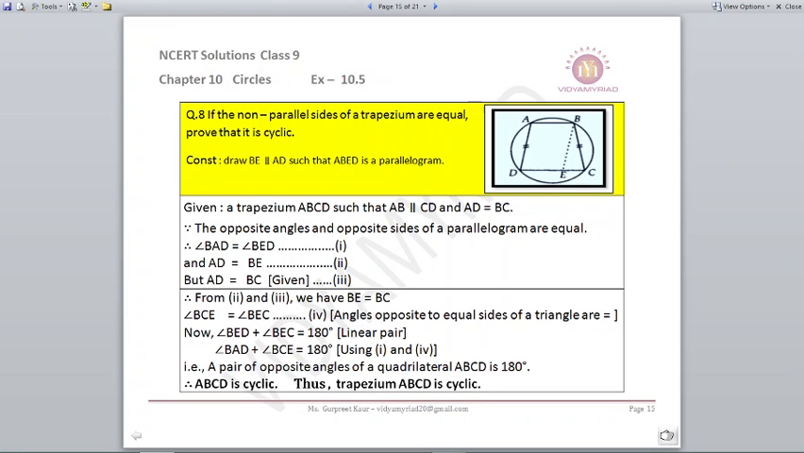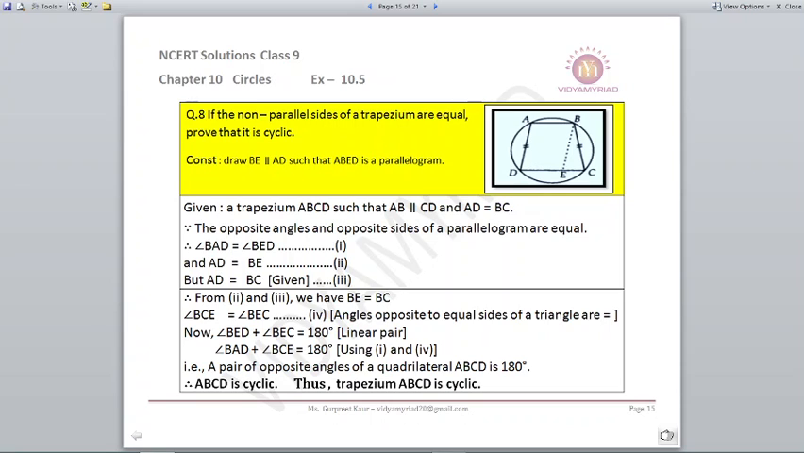Question number 8. If the non-parallel sides of a trapezium are equal, prove that it is cyclic. Now here if you look at the figure, ABCD is a trapezium. Non-parallel side means AD is equal to BC. It is given to us, and we need to prove that ABCD forms a cyclic trapezium or cyclic quadrilateral, like that.